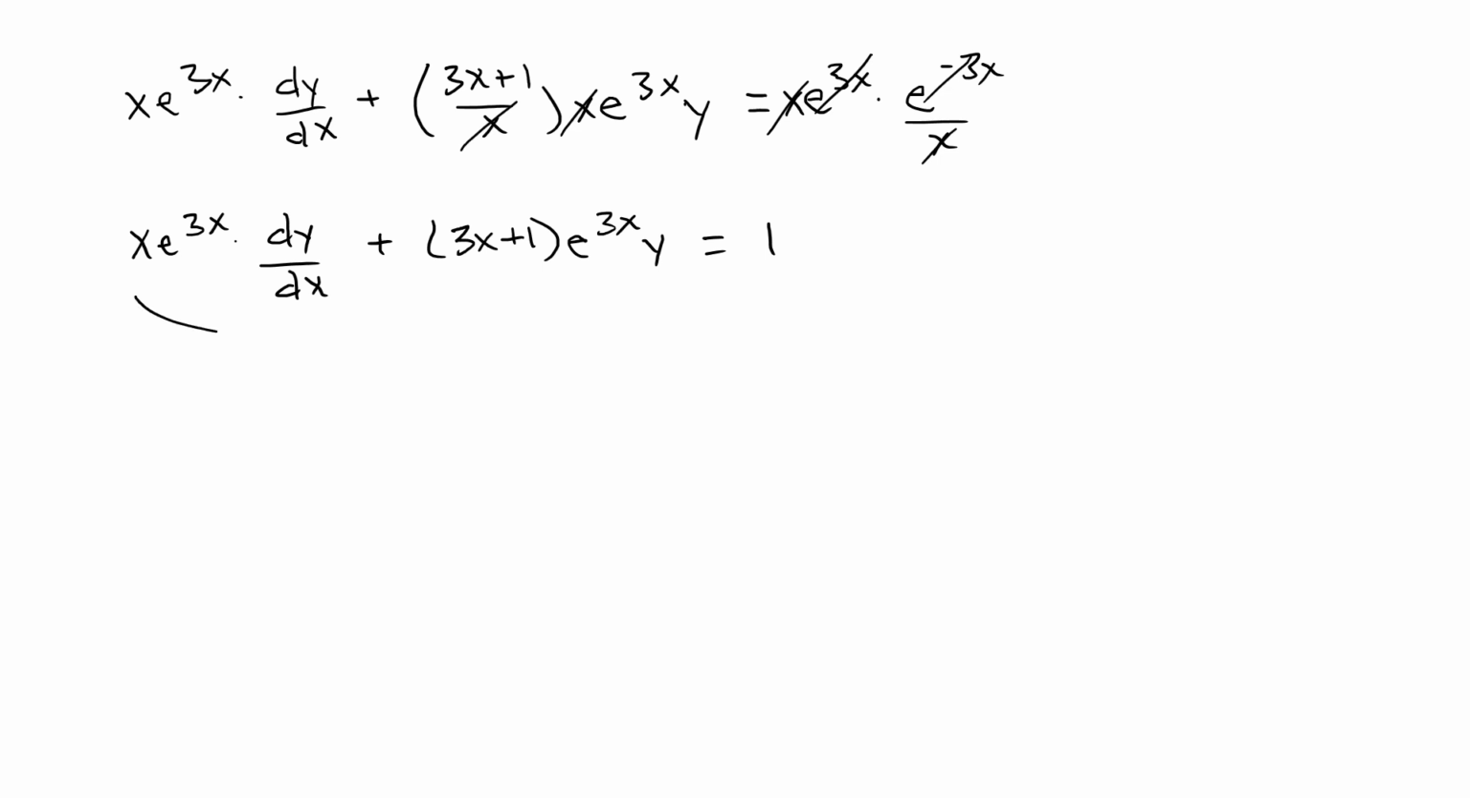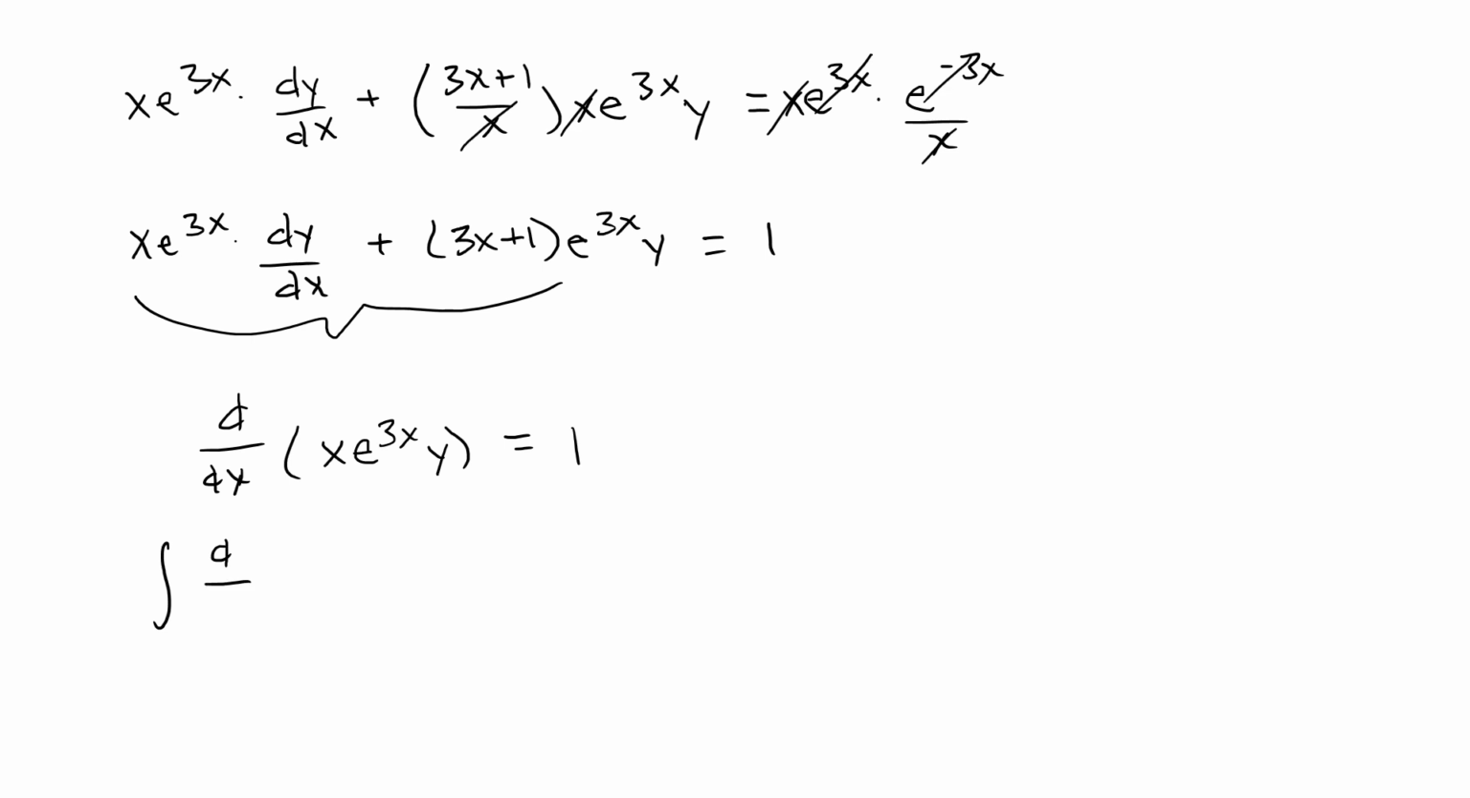Okay, we know this is the answer to our product rule. So we are going to rewrite that as the derivative of x e to the 3x y over dx equals 1. So we'll then take the integral of both sides.